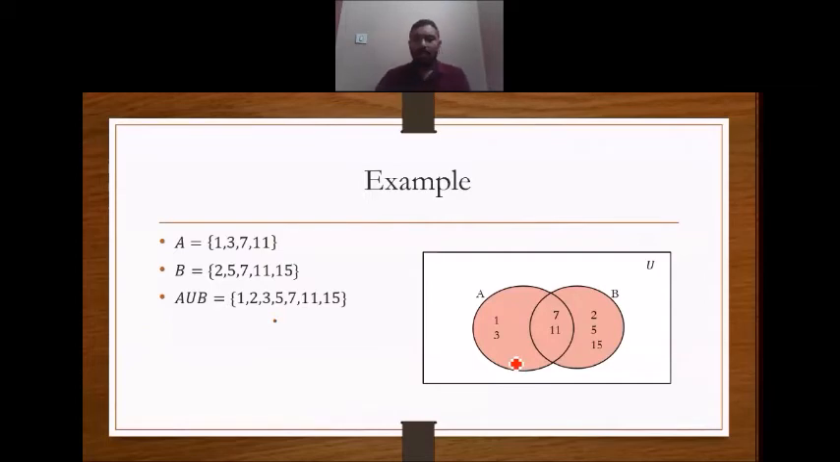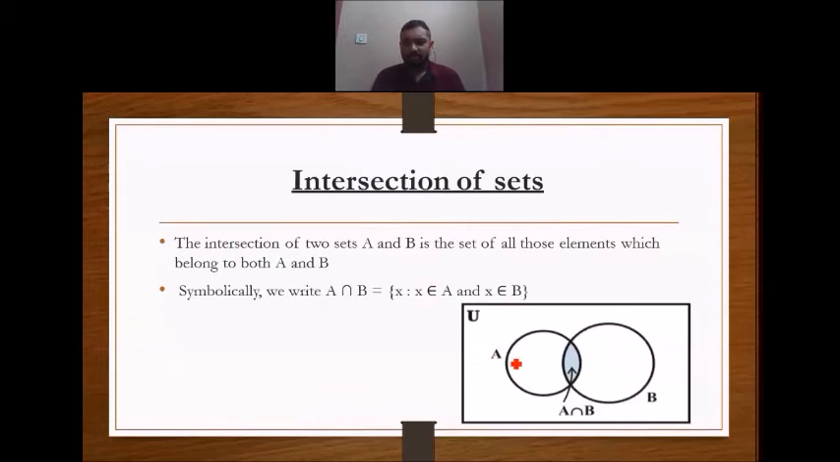Okay. Next, we move on to the intersection of sets. Intersection means common. Intersection of sets means which is common between the two sets. So if you draw a line, this point is common. This point is common between two sets. So this point is common to two lines. So this is the intersecting point.